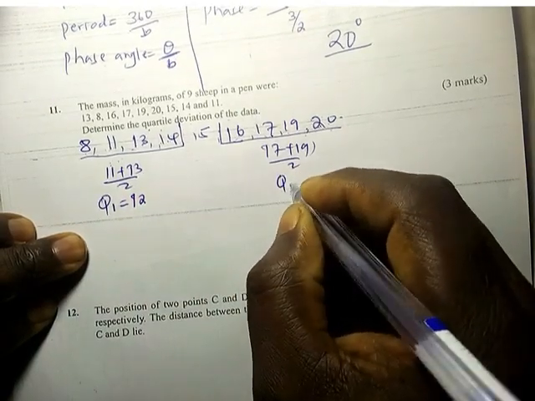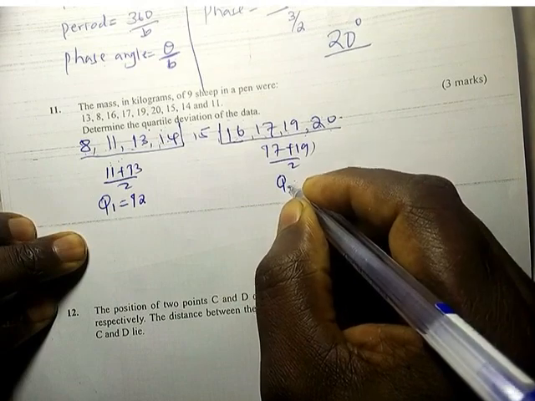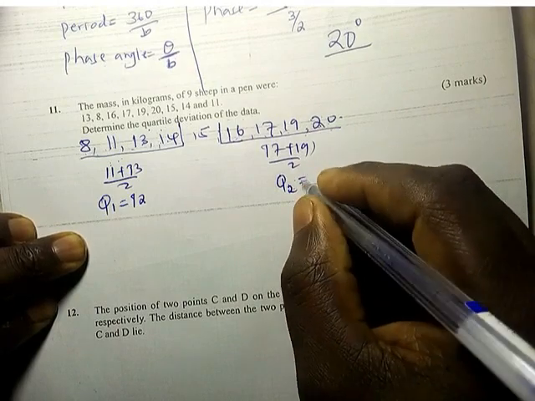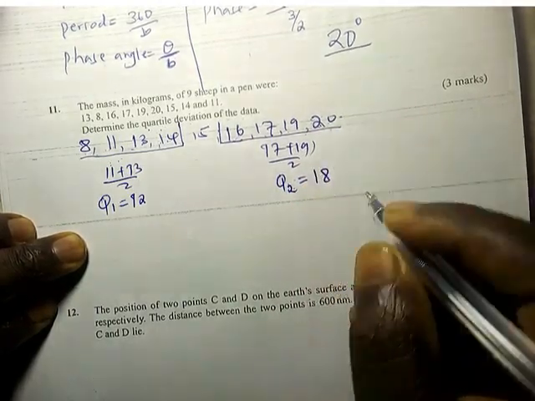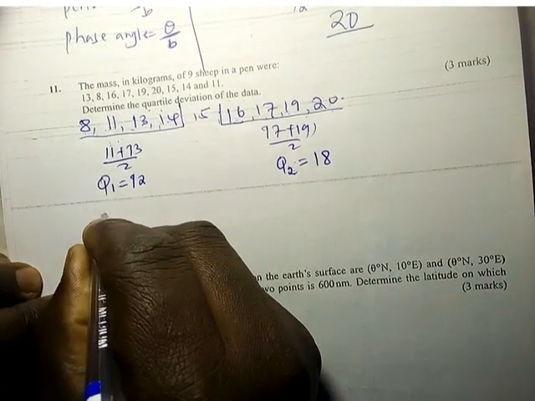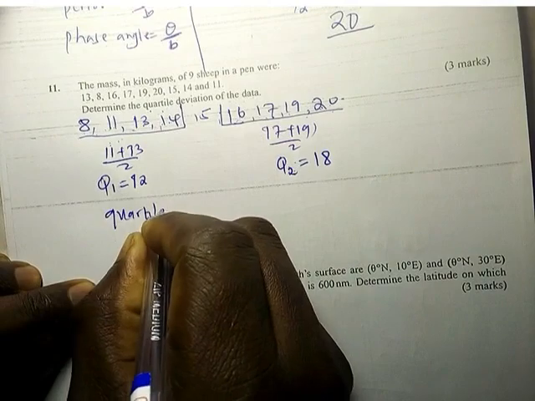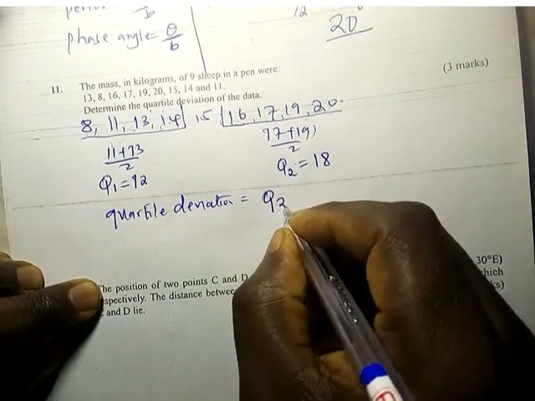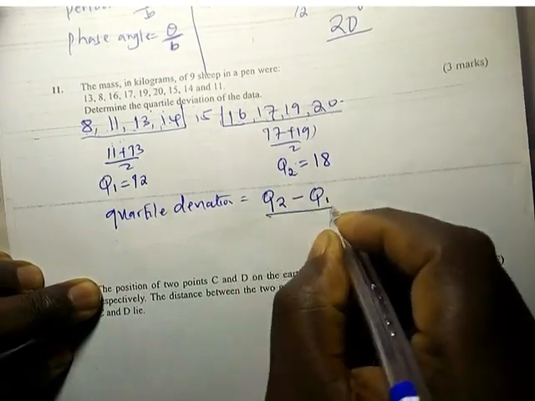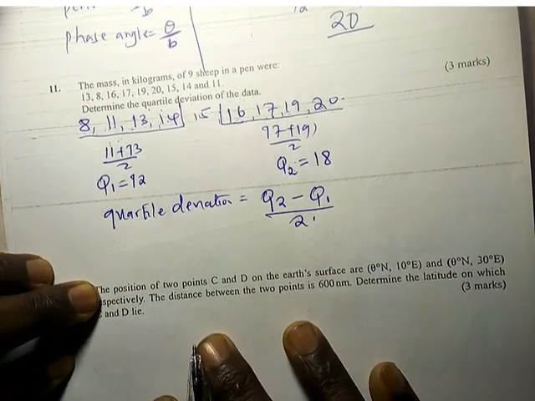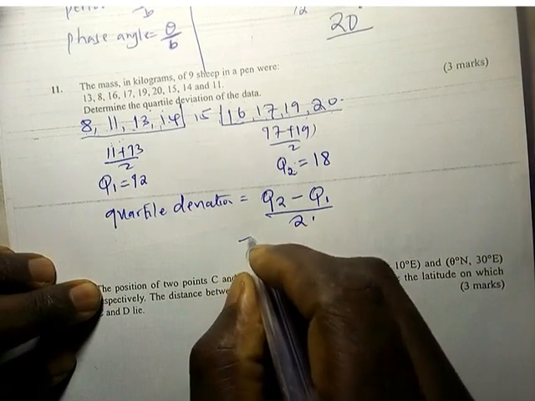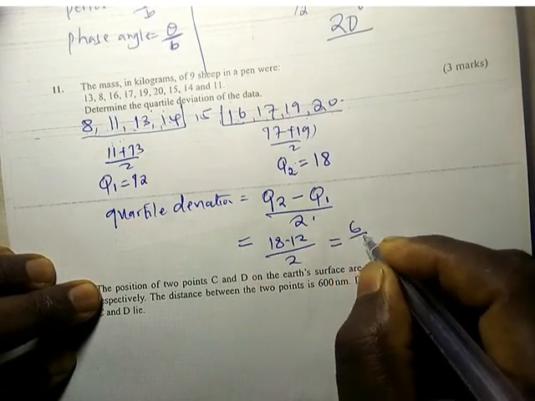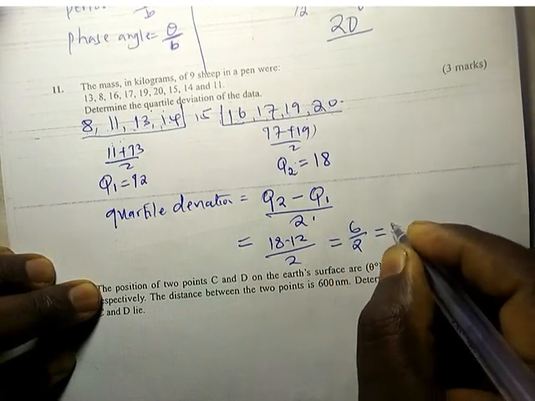Let me call it Q2, the upper quartile. Itakuwa 18. But tunafaa kujua the formula kwamba quartile deviation is equal to Q2, upper quartile, minus Q1, divided by 2. It is the upper quartile minus the lower quartile divided by 2, which is equal to 18 minus 12 divided by 2. The answer is 6 over 2, which is 3.